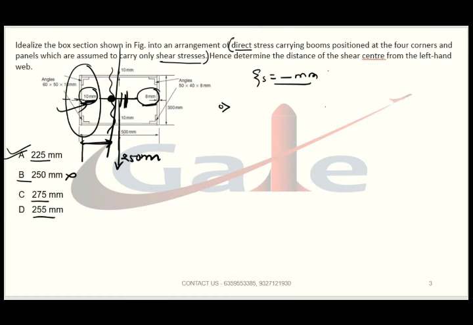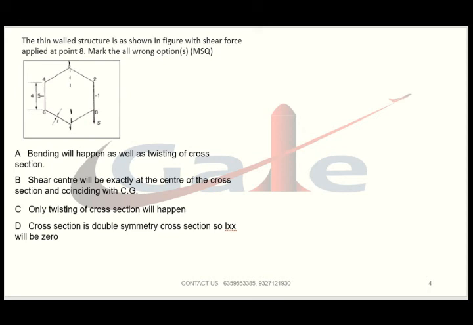Okay, I hope you understand this question. This was a theory question, a brilliant question, they can ask it for 2 marks, although people will feel that this is a numerical question, but it is not, it was a theory based question. Okay, let's see the next question. Okay, let's read. This is an MSQ, be careful. This is a thin wall structure shown in the figure with a shear force applied at point 8.